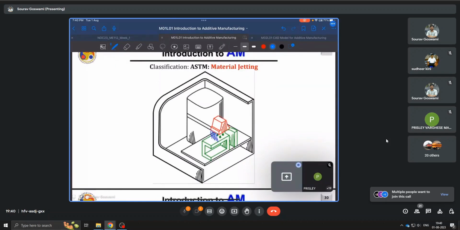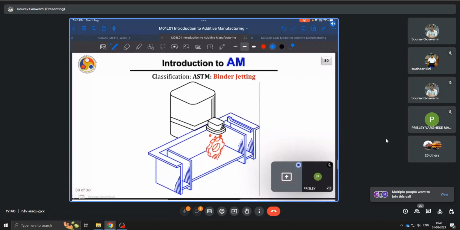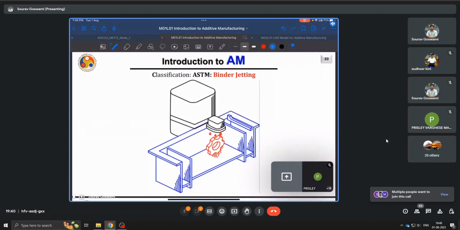Here we have material jetting. So as the name suggests, the material itself is deposited in the necessary regions, and it is accompanied by an energy source which cures it. Contrarily, in binder jetting, it's not the material, but rather it is the binder which is deposited on top of the material which is already here.